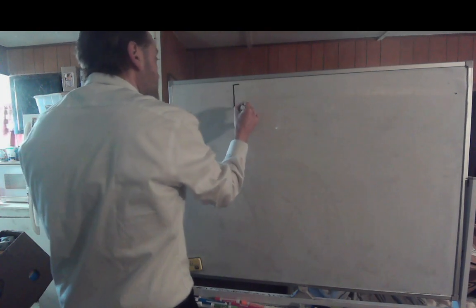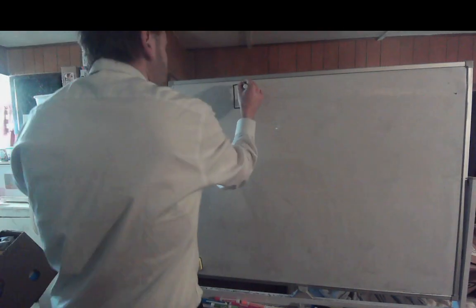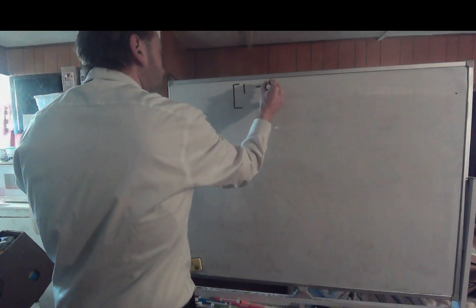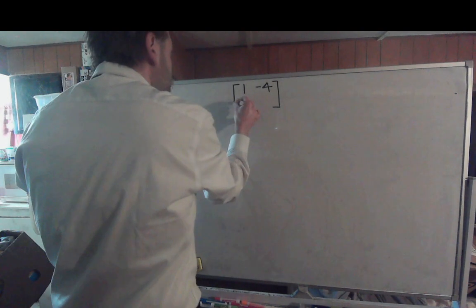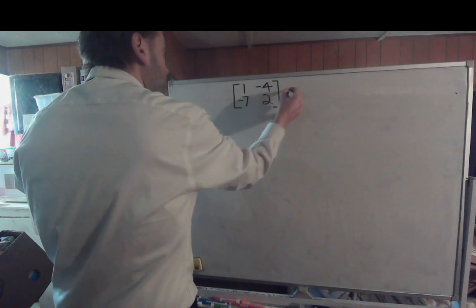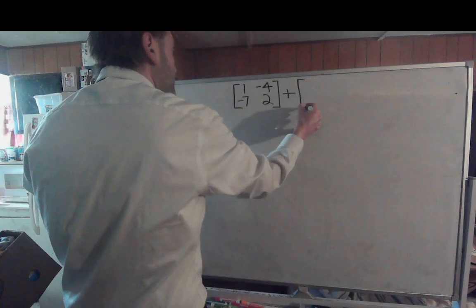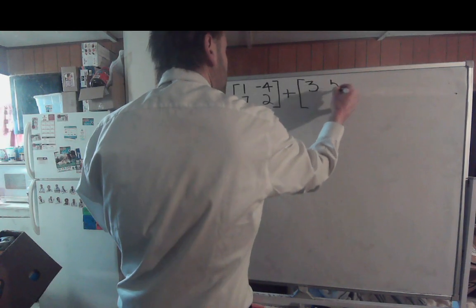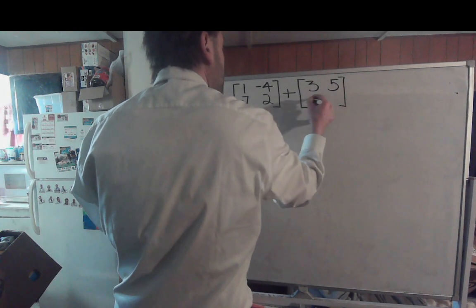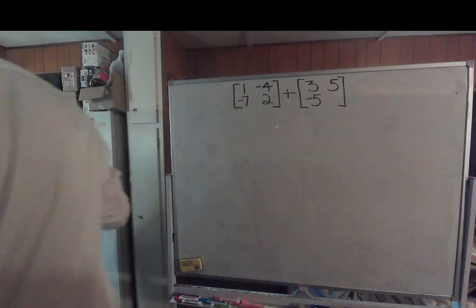So let's do some examples here. Let's start with these 2 matrices. We have 1, -4, -7, 2, plus another matrix of 3, 5, -5, and 2.